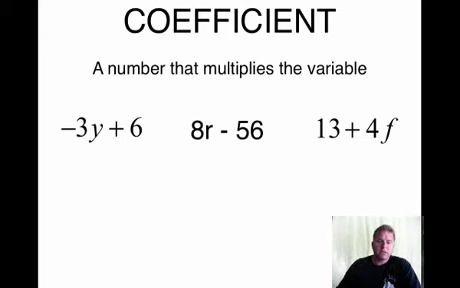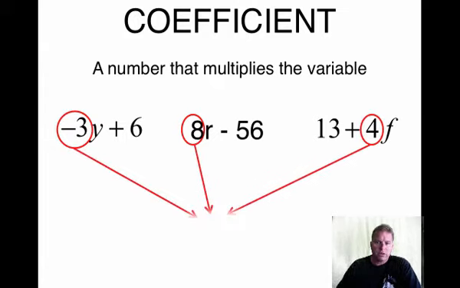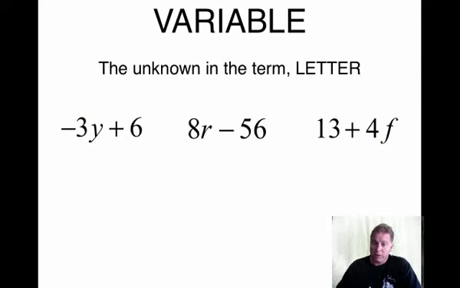So the correct answers would be negative 3, because it's multiplying the y, 8 because it's multiplying the r, and what would be the coefficient for the last one? Hopefully you're circling 4 because it's multiplying the f. So all 3 of those are called coefficients. Numbers multiplying variables.